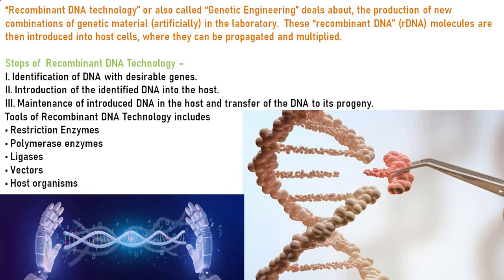So coming to recombinant DNA technology, which is also called genetic engineering, it deals with the production of new combinations of genetic material artificially in the laboratory. This recombinant DNA is then introduced into the host cells, where it can be propagated and multiplied. Now there are some steps of recombinant DNA technology. First one is identification of DNA with desirable genes. Next one is introduction of the identified DNA into the host. Third one is maintenance of the introduced DNA in the host and transfer of DNA to its progeny.